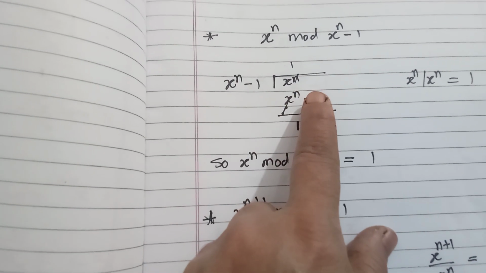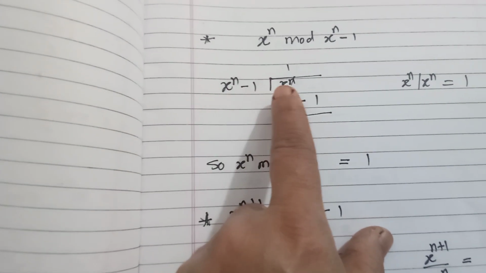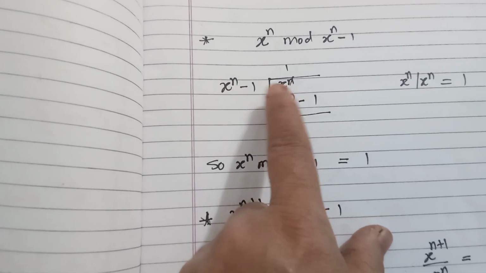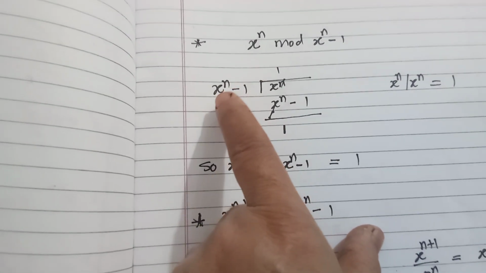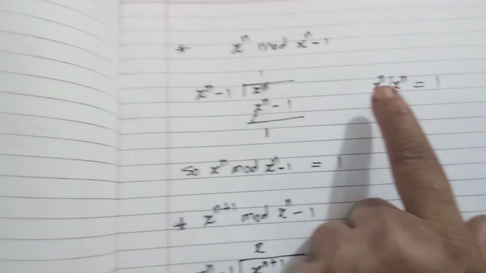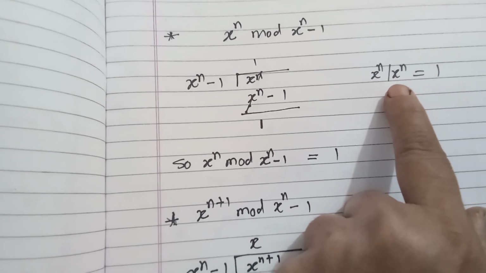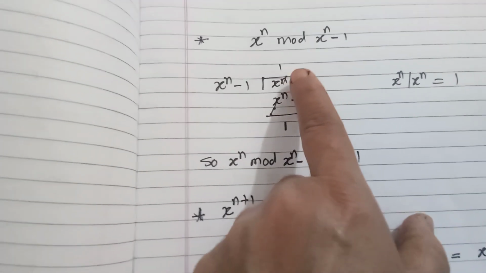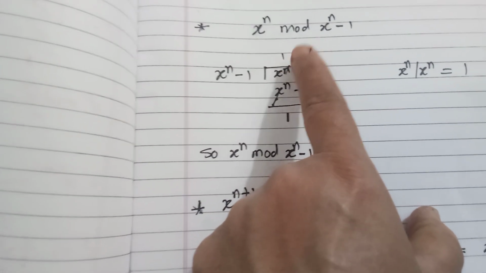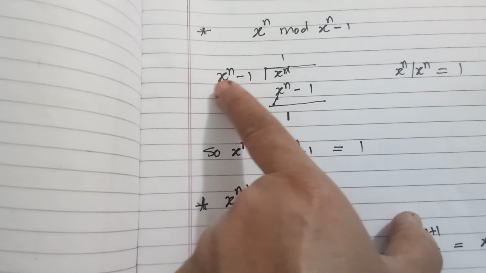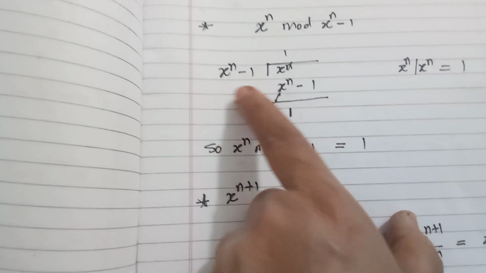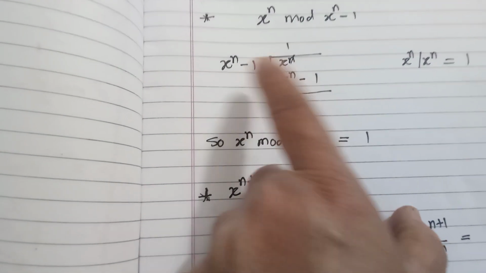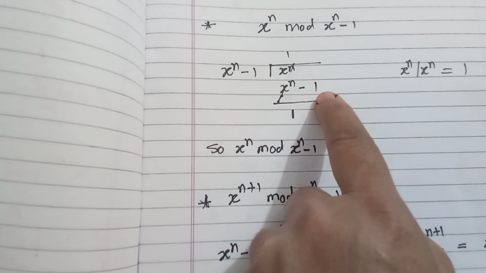In cyclic divisions we first divide this x^n by this x^n. So x^n divided by x^n, you will get 1, so that we can get the quotient. That quotient is 1. And then this 1 we multiply with all these terms. So 1 into x^n is x^n, and 1 into minus 1 is minus 1.